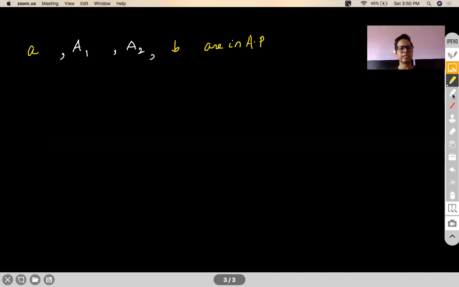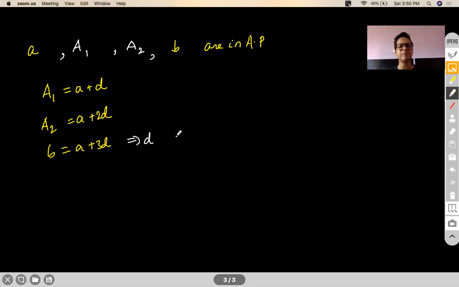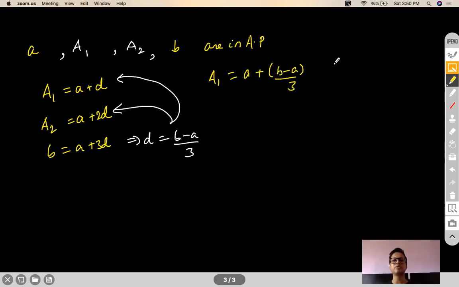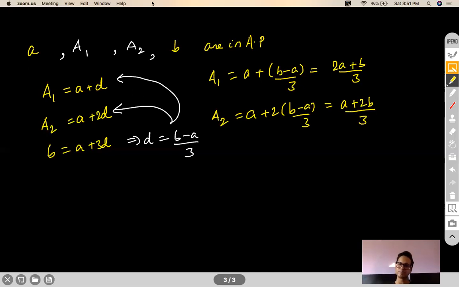So how do you find that out? Very simple. If they are in AP, you can say let the common difference be D. So A1 is A plus D, A2 will be A plus 2D, and B will be A plus 3D. From this we can say D is nothing but (B minus A) by 3. Start putting it in the A1 and A2 expressions. Your A1 will come out to be A plus (B minus A) by 3, which on further simplification gives you (2A plus B) by 3. Similarly, your A2 will be A plus twice of (B minus A) by 3, which on further simplification gives you (A plus 2B) by 3.